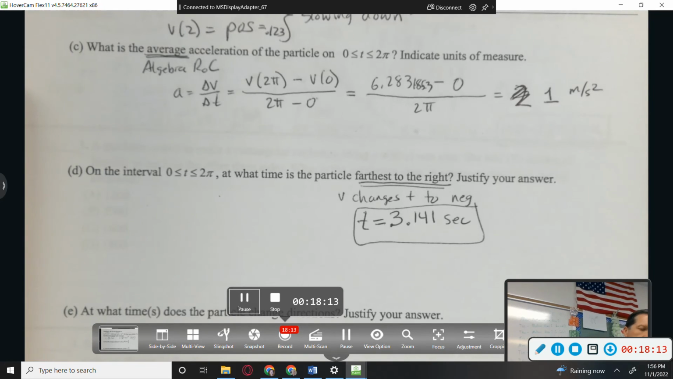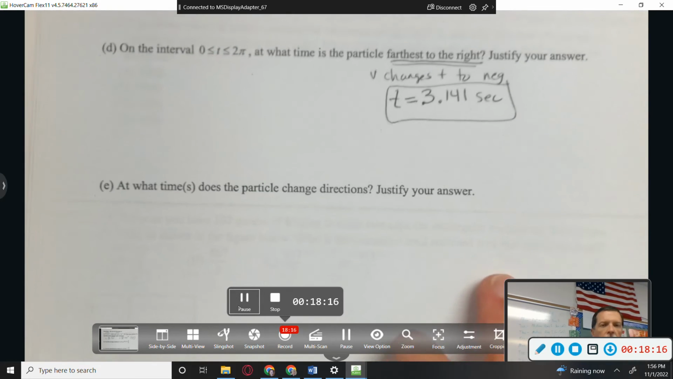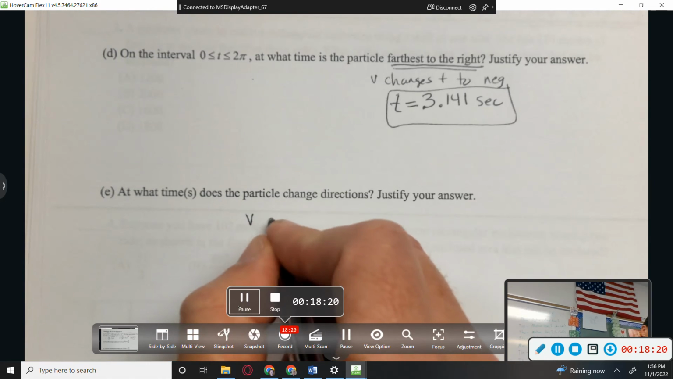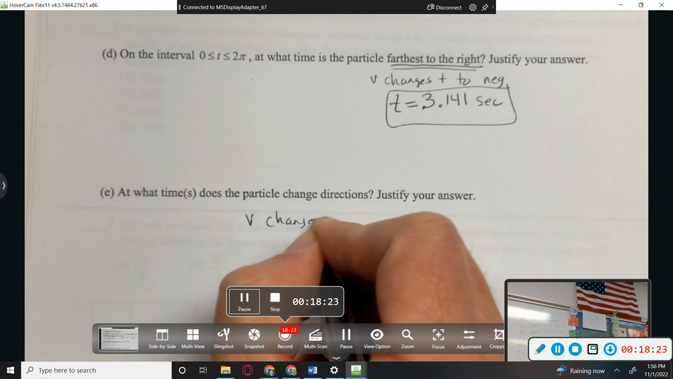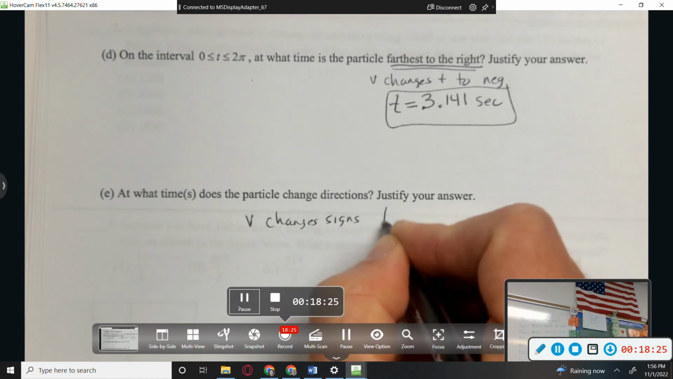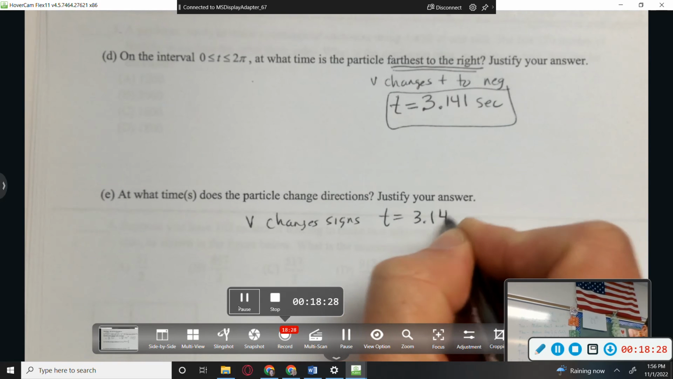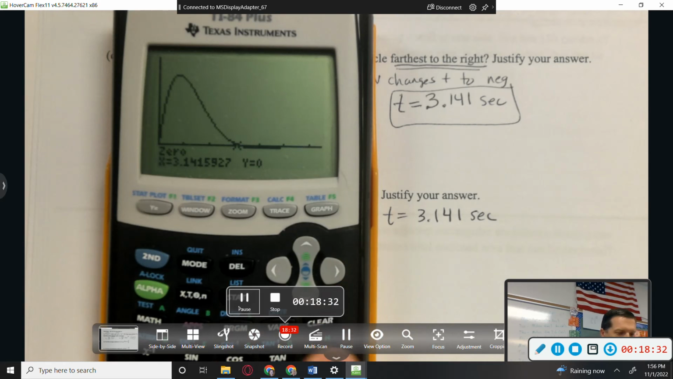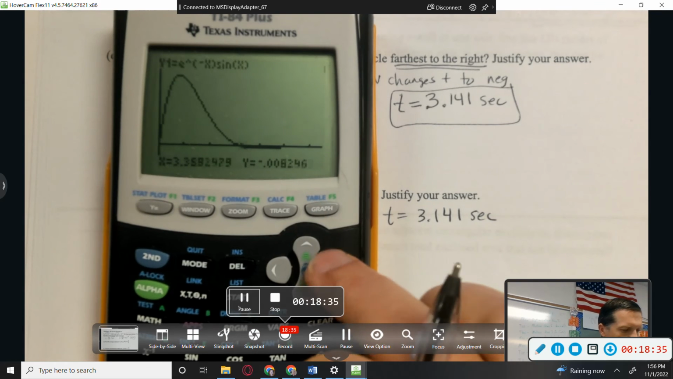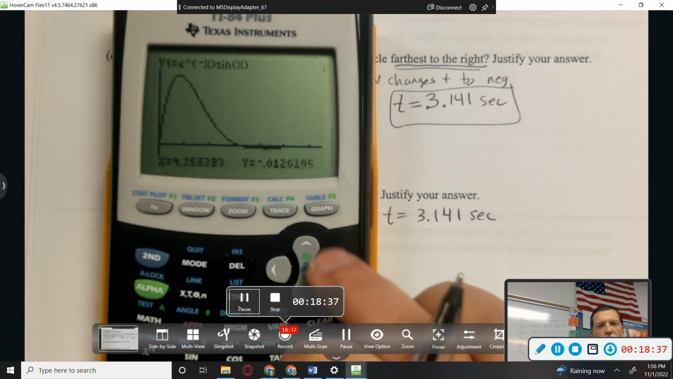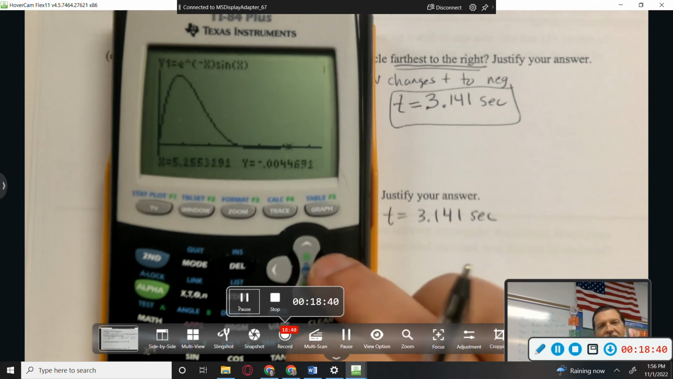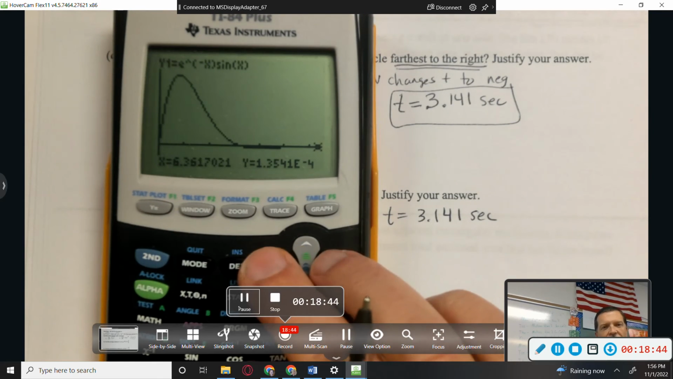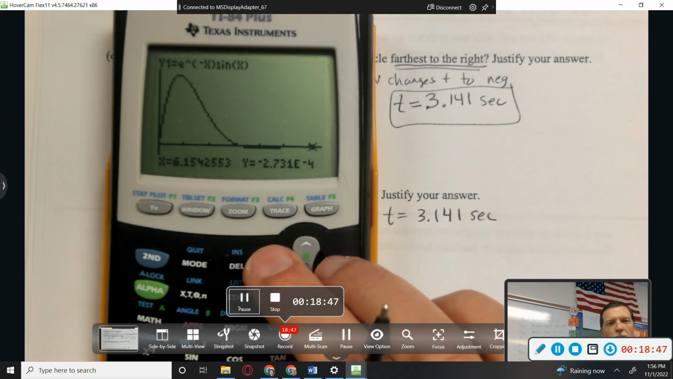Yeah, you could. Part E, when does the particle change directions? That would be when V changes signs. Well, we just found one of them. That's the same answer. Now, does it change signs again? No. That's a little harder to tell, but if I trace, my y is negative, negative, negative, negative, negative, all the way, still negative. Yes, all the way up to 2 pi, it's all negative.